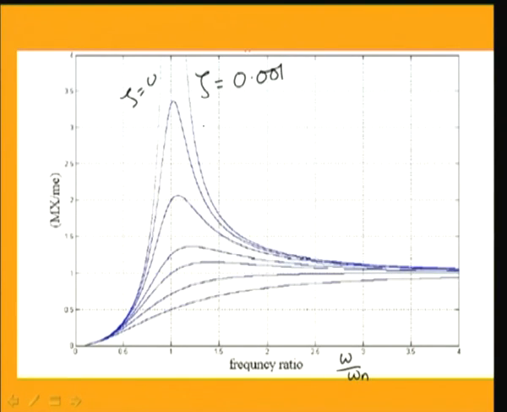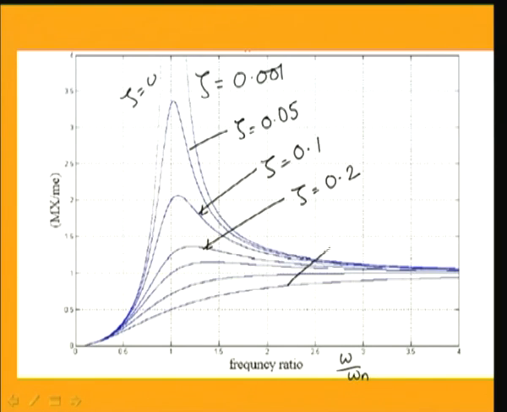So this is with different values of damping. This is damping equal to 0.05, this is for damping zeta equal to 0.1. Similarly, you can take damping equal to 0.2, and go on increasing, and this value is for zeta equal to 1, that is for an overdamped system.